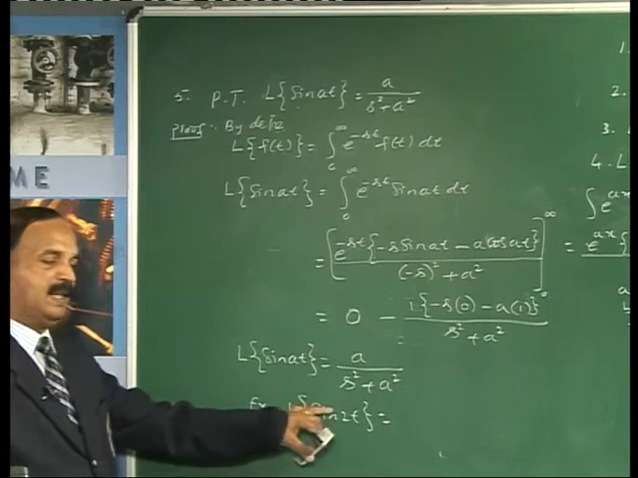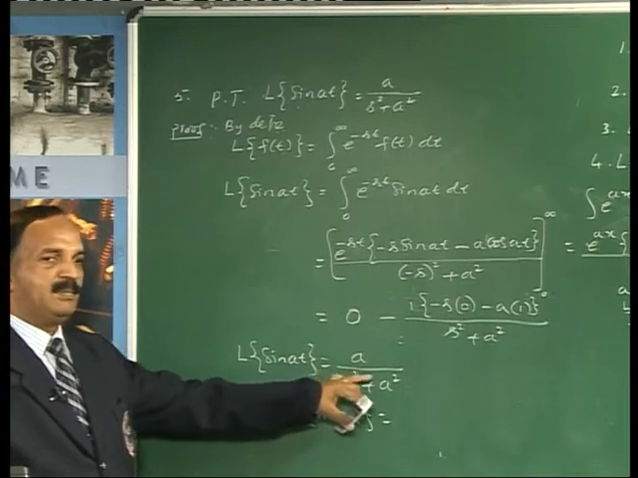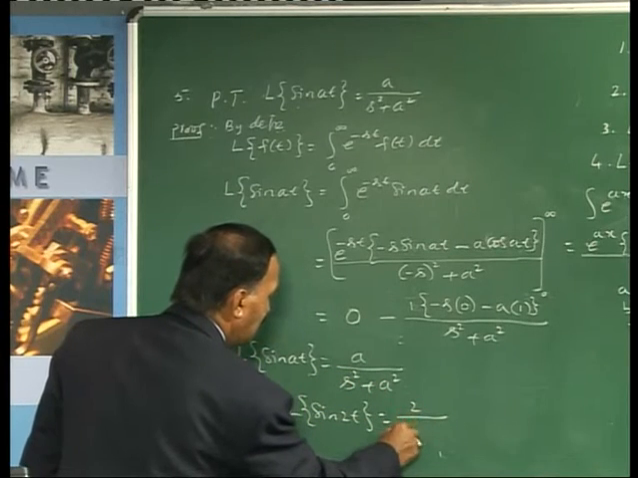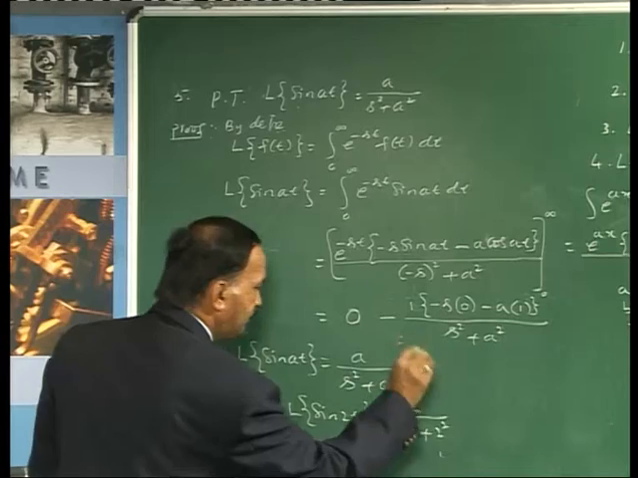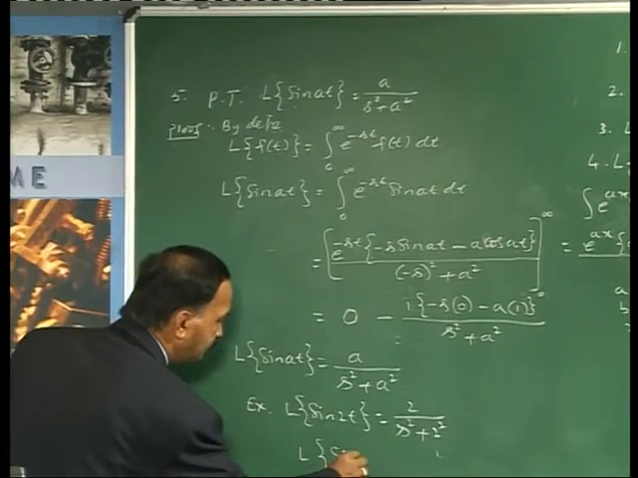For example, L of sin 2t: put a equal to 2, you will get 2 divided by s square plus 2 square. That is the answer. So 2 divided by s square plus 2 square. One more example, L of sin t.